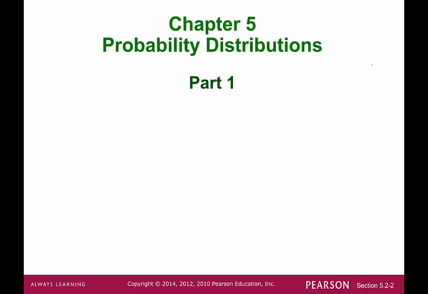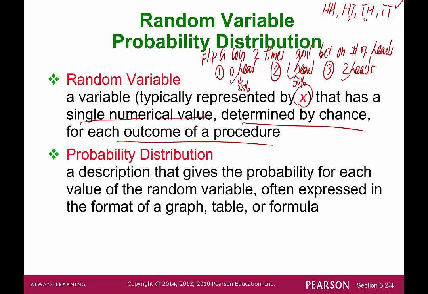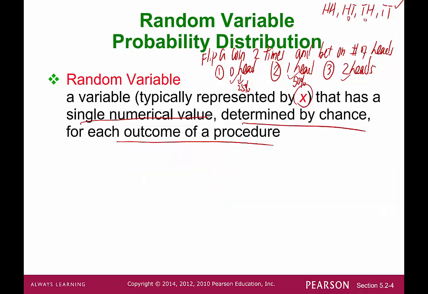And if you look at all of these outcomes, each is a single numerical value, either 0 heads, 1 head, or 2 heads. And all of this is determined by chance for each outcome of the procedure. Right? Each outcome has different probabilities. So all the possible outcomes could be head head, head tail, tail head, or tail tail. That means 0 heads will be 25% chance. 1 head will be 50% chance, the middle 2. And then 2 heads, you have a quarter chance, so it's 25% as well.